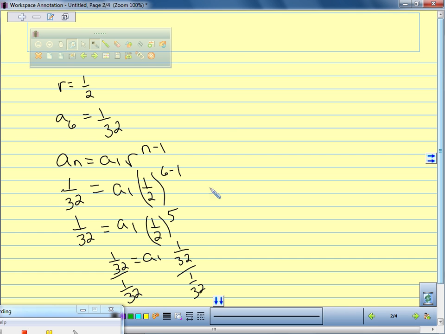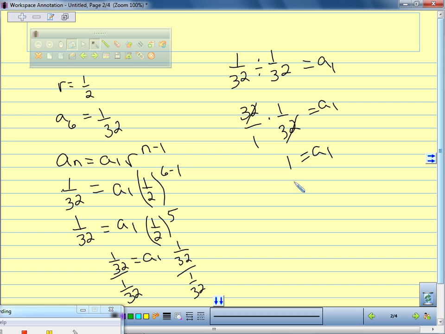Now I'm going to go over here and do this. This is what we have. 1/32 divided by 1/32 is equal to a1. We flip and multiply to divide by a fraction. Okay, so we end up with a1 is equal to 1. So that's our first term. So a sub 1 is equal to 1.